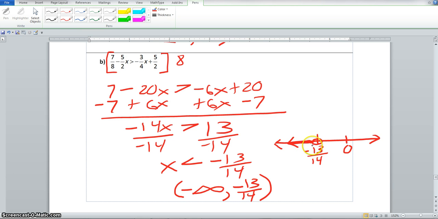Now listen, for those of you that use the parenthesis, the open circle and parenthesis means the same thing. So what I'm going to do, I'm going to draw this up here. You'll put an open parenthesis on negative 13 over 14 and draw your arrow. So these are the graphs and the interval.